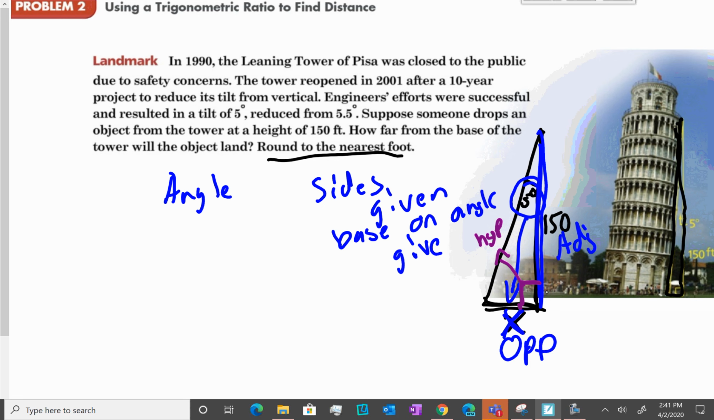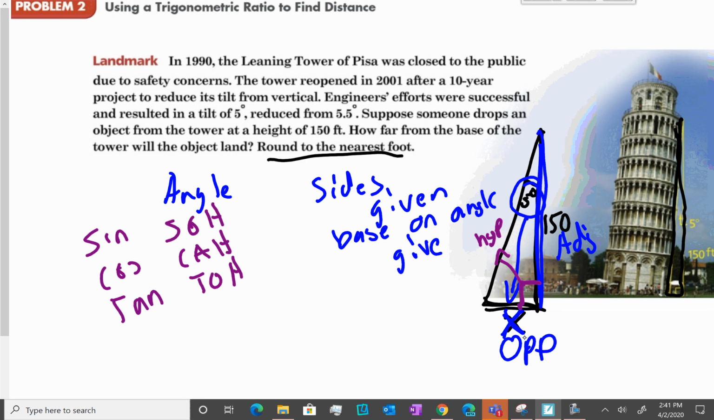So which trig function, sine, cosine, or tangent has an opposite and adjacent in it? Well, that's right here. TOA. Tangent deals with O and A. O for opposite, A for adjacent. So we're going to use tangent.